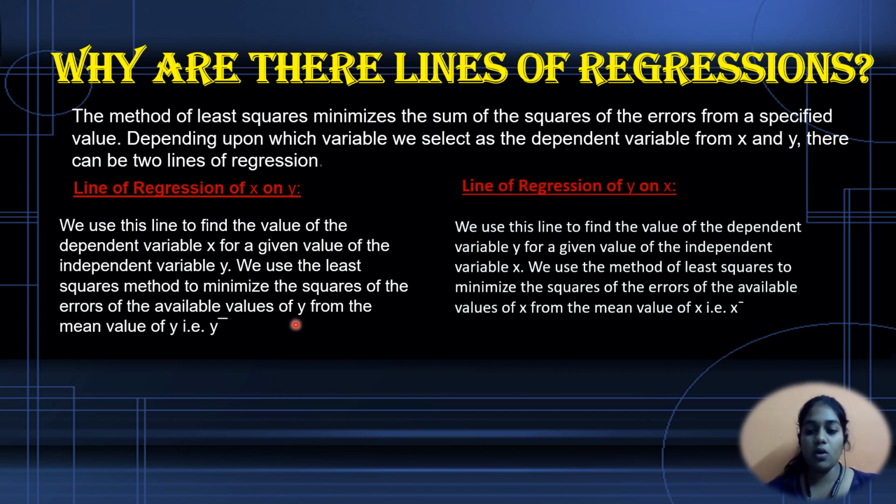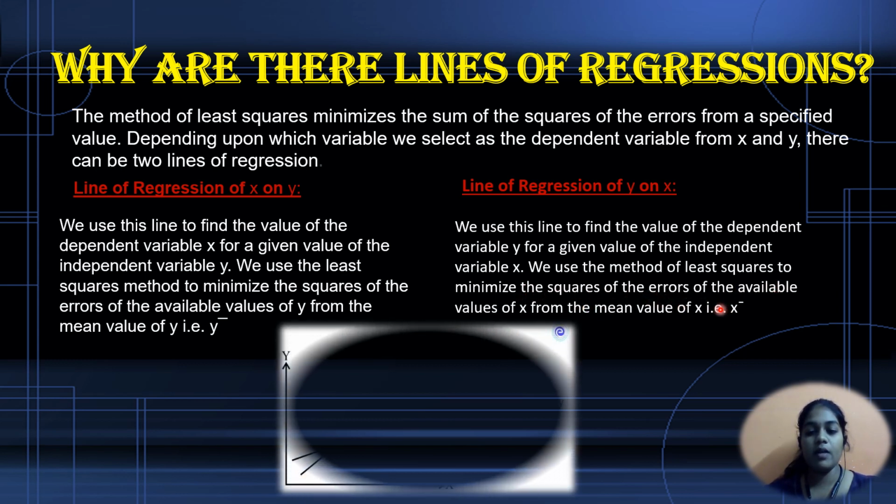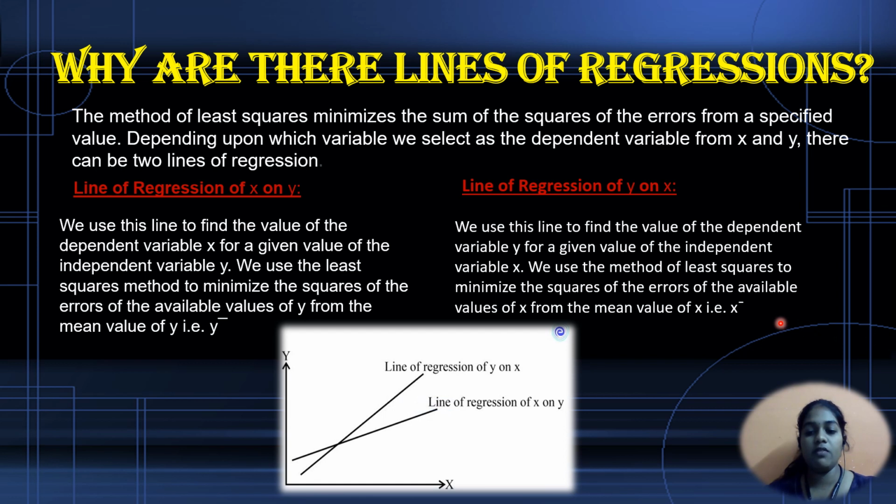Line of regression of y on x. We use this line to find the value of dependent variable y for the given value of independent variable x. We use the method of least squares to minimize the squares of the errors of the available values of x from the mean value of x, that is x bar. The representation of x and y: this line represents the line of regression of y on x, and this line represents the line of regression of x on y.